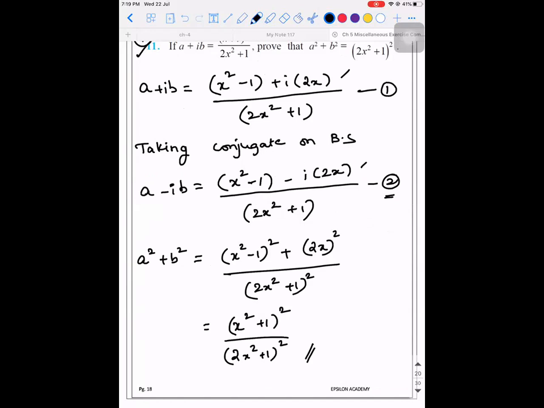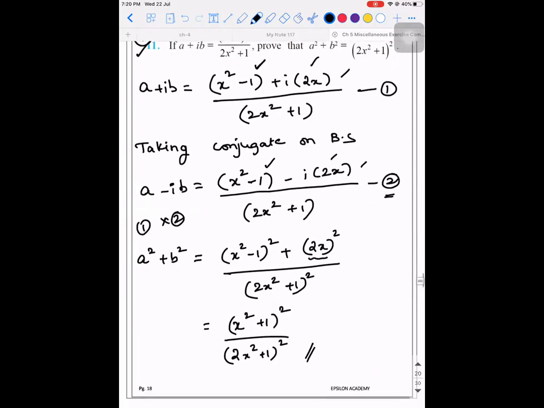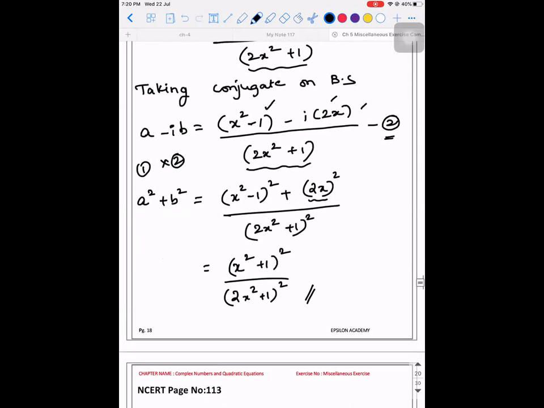So x square minus 1 minus i into 2x by 2x square plus 1. What I did is 1 is multiplied with 2. When I multiply 1 with 2, it will become x square minus 1 into x square minus 1, that is x square minus 1 the whole square plus 2x into 2x, it will become 4x square, divided by 2x square plus 1 into 2x square plus 1, it will become the whole square. Here x square is a, 1 is b. So a minus b the whole square plus 4ab is nothing but a plus b the whole square.